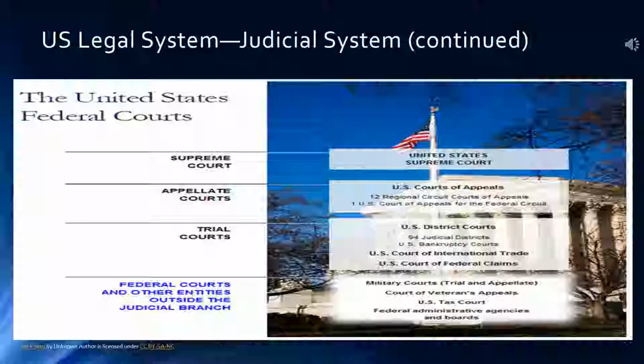So let's look at this picture. It says that the Supreme Court, of course we know what that is. The appellate courts, there's actually 12 regional circuit courts of appeals, 1 U.S. Circuit Court of Appeals for the Federal Circuit, and then we have trial courts, and they are, let's see, U.S. district courts, 94 judicial districts, and they're U.S. bankruptcy courts. Then we have U.S. Court of International Trade and the U.S. Court of Federal Claims. The federal courts and under other entities outside are military tribunal courts and appellate courts. And we also have the Court of Veterans Appeals, U.S. Tax Court, and federal administrative agencies and boards.